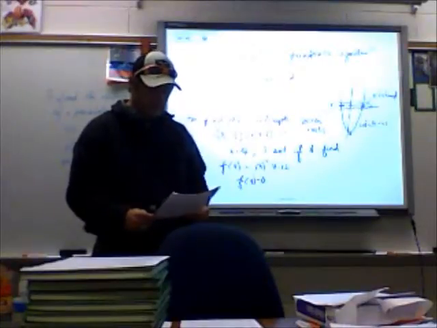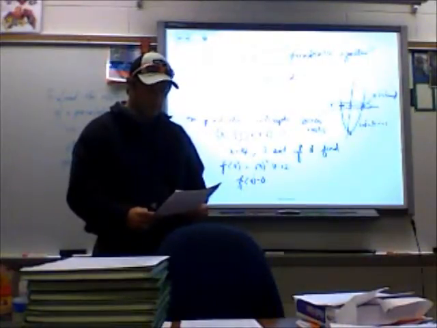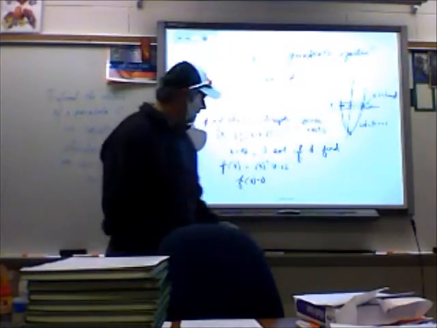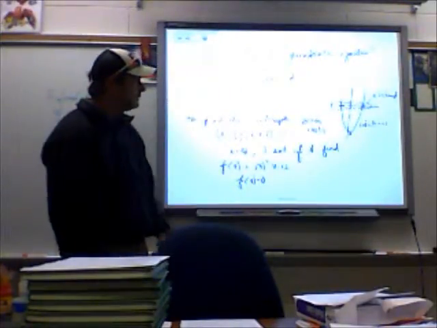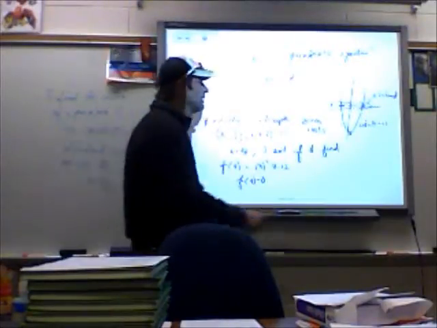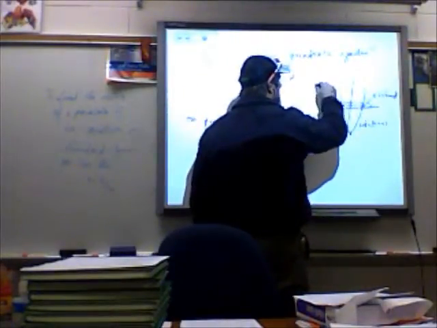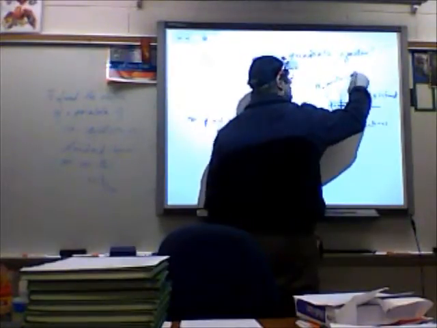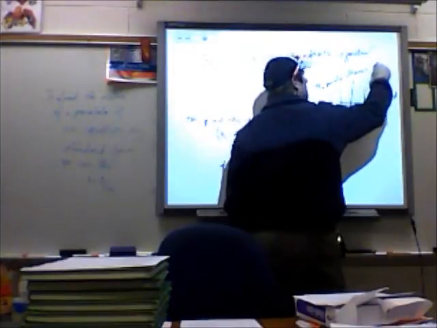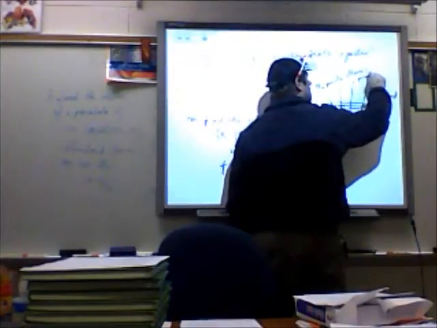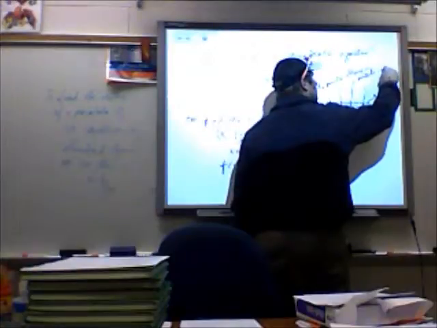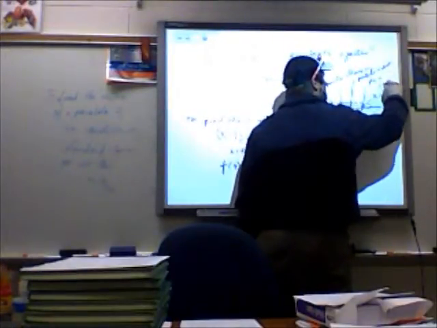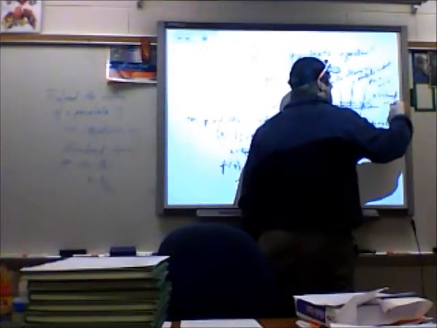It says, explain how zeros can be found without graphing. Okay, look, I did that. Here's with graphing, here's without graphing. These points are zeros. A parabola crosses the x-axis at zeros.